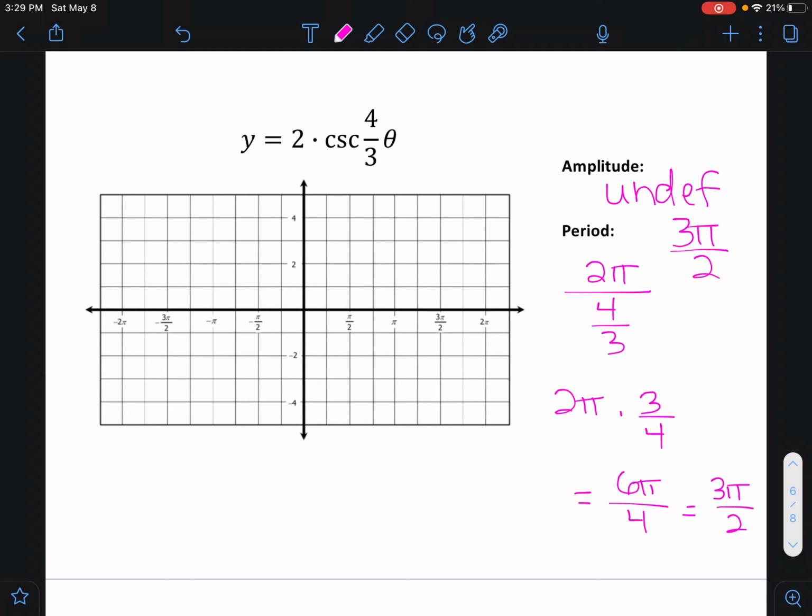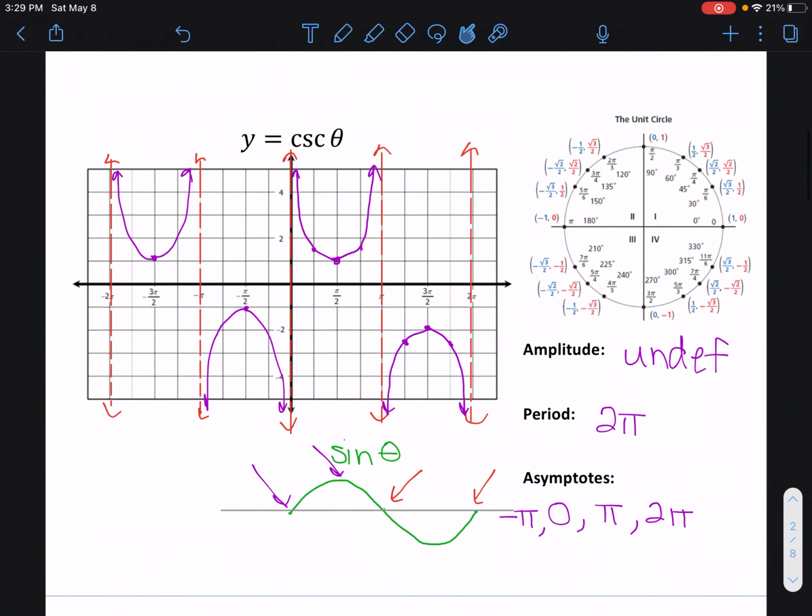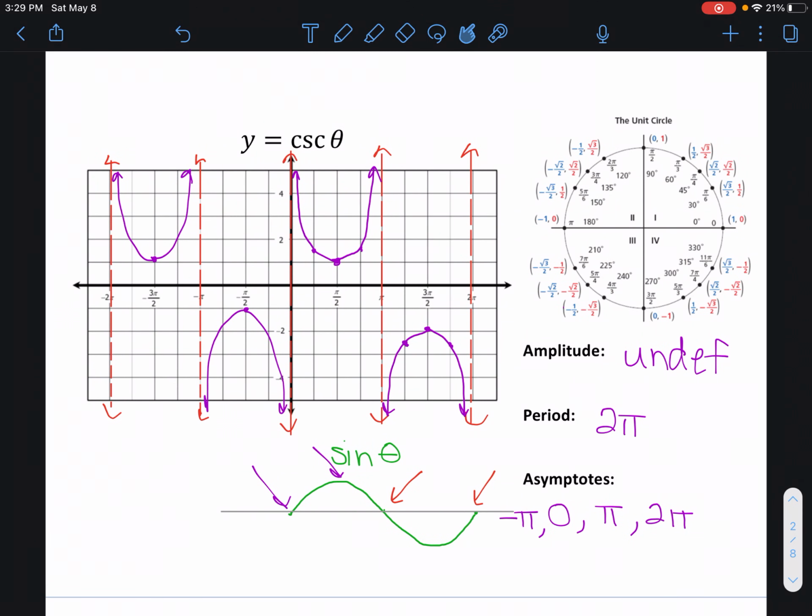All right. Now, if you need a refresher, you can always go back up and look at cosecant and what it looks like, right? Asymptotes, the first asymptote starts at 0. That's not going to change. And now the next ones are at pi and 2 pi.